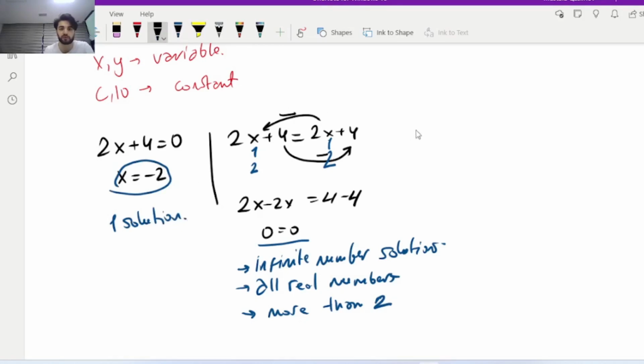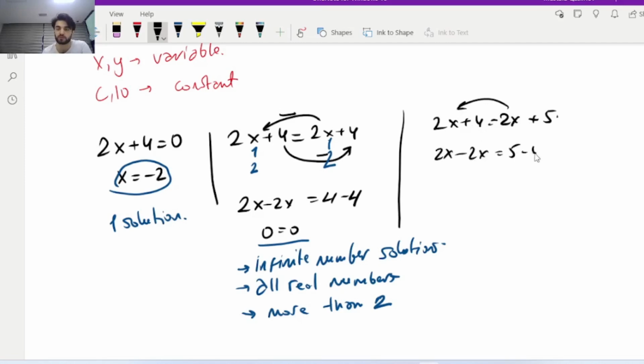Let's look at the third one. 2x plus 4 is equal to 2x plus 5. Let's try to solve it. We have to put 2x on the first side. 2x minus 2x is equal to 5 minus 4. 0 is equal to 1. But we know that 0 is not equal to 1. That's why there is no solution for this situation. When we get something like that, there is no solution. No solution. Let's write it.